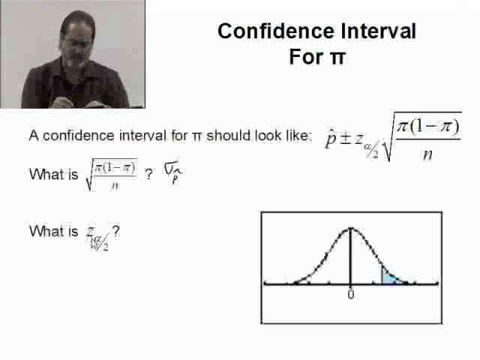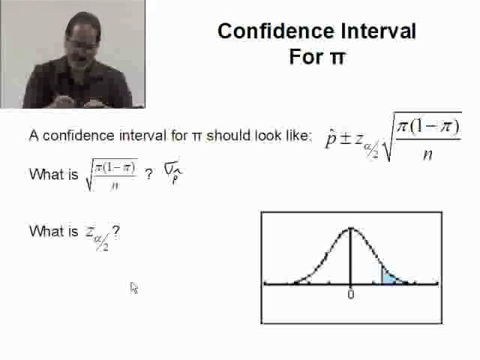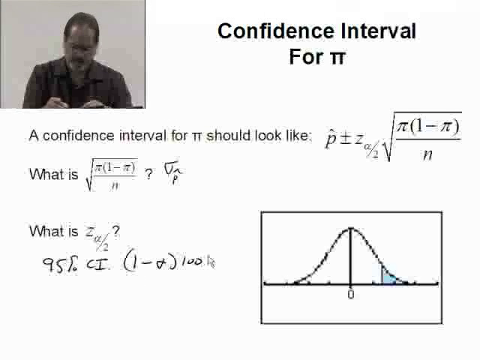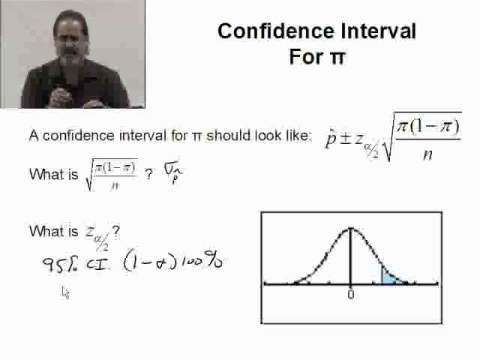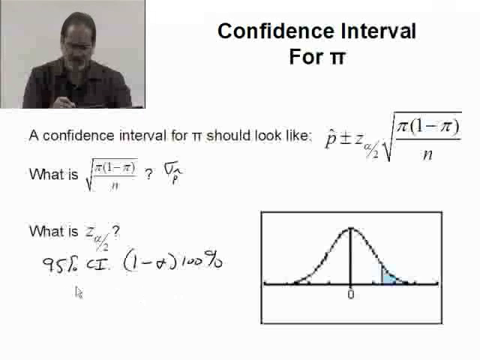But we've augmented this z with alpha over 2. What does that mean? Well, if I'm going to do a 95% confidence interval, we think about this as a 1 minus alpha times 100% confidence interval. So if I'm doing a 95% confidence interval, this implies that alpha must be 0.05.